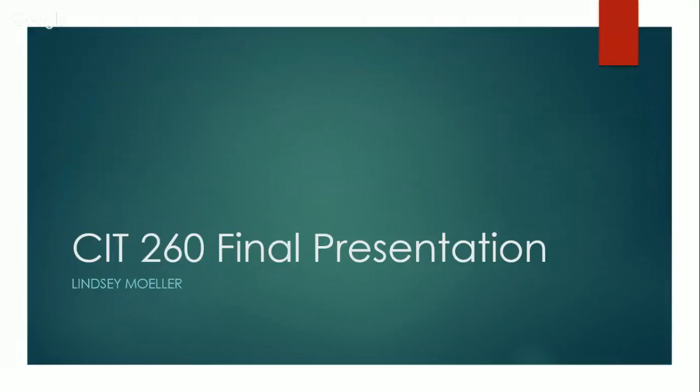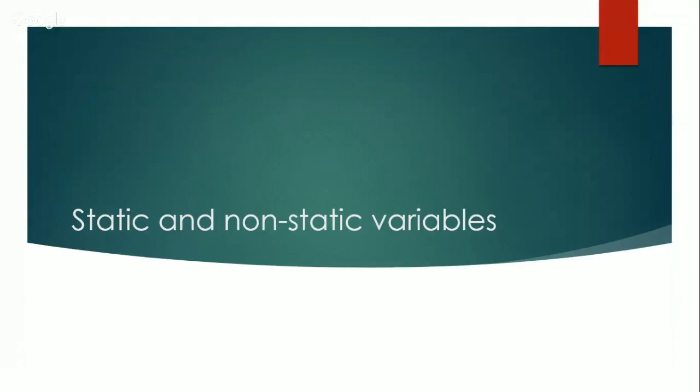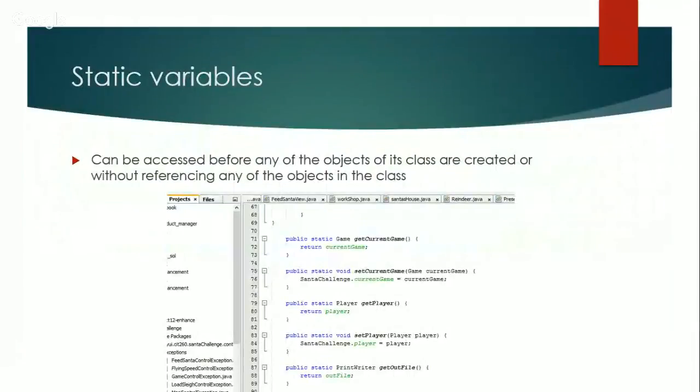So starting with static and non-static variables. And we'll begin with static variables. A static variable is essentially a global variable, and that just means that it's associated with a class rather than objects of a class. They're also called class variables.